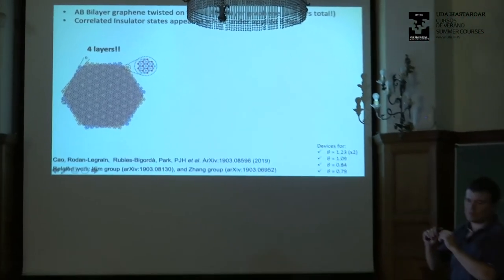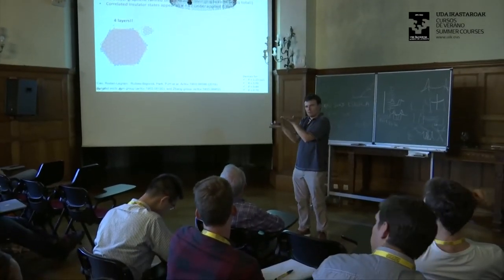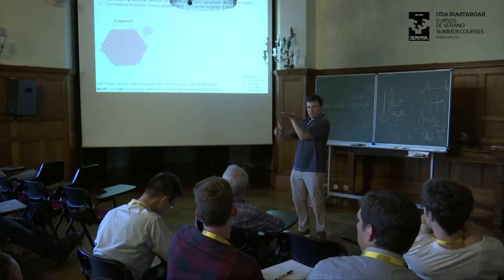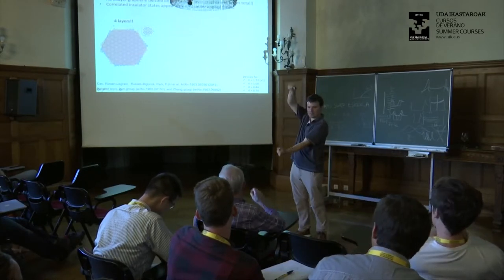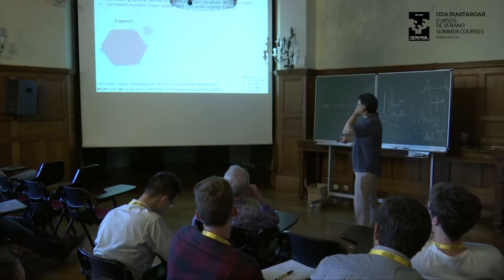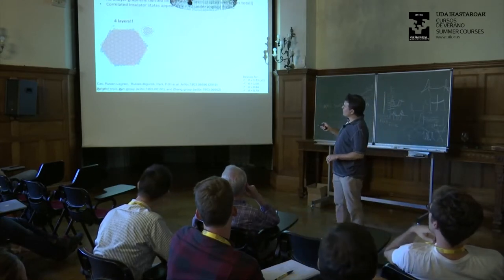Now the reason why the spectrum of bilayer graphene is gapless is because there is a symmetry between the bottom and the top layer. If you apply an electric field, you break that symmetry, and the spectrum gaps. Okay? And this has been seen by hundreds of groups.